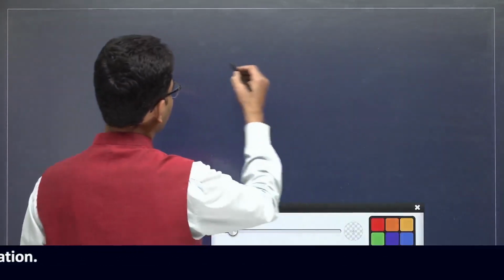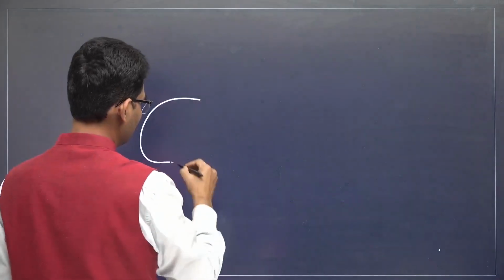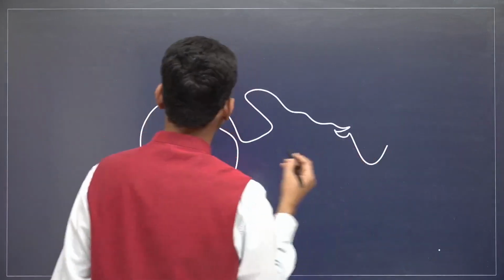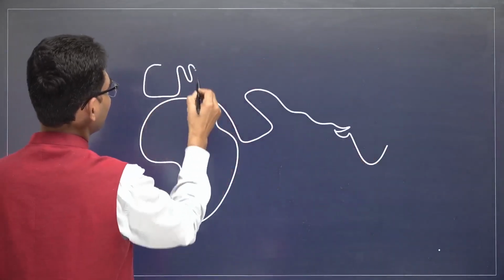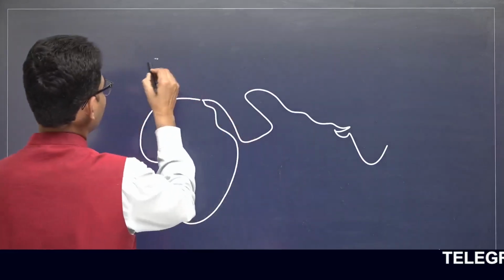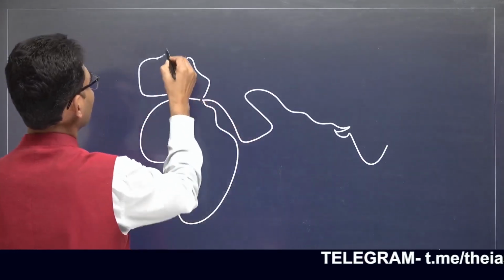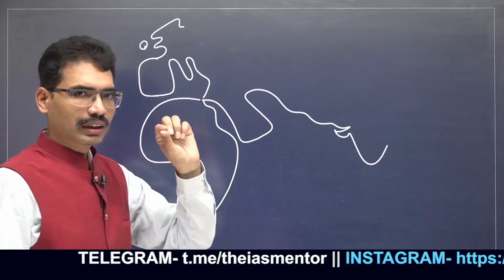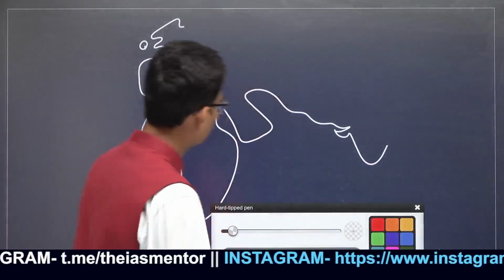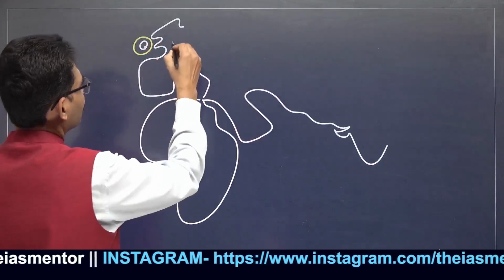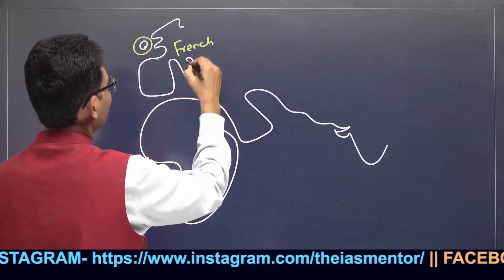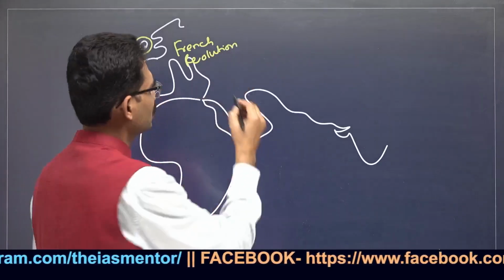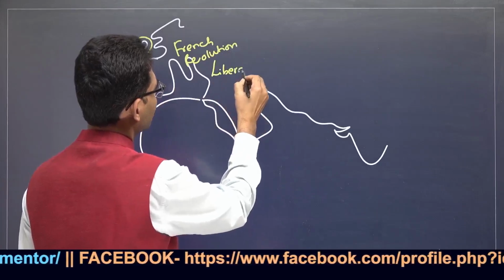By the 1830s in Europe, this is Africa, India. Now, at this point of time, in England, various changes were going on. This was under the influence of the French Revolution. The French Revolution was talking about liberal ideas.